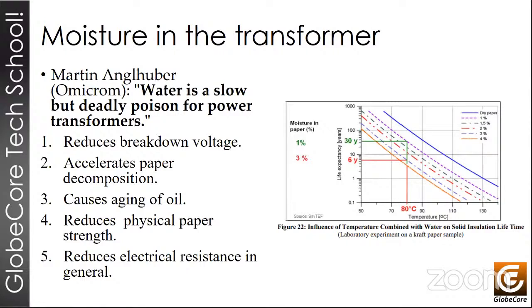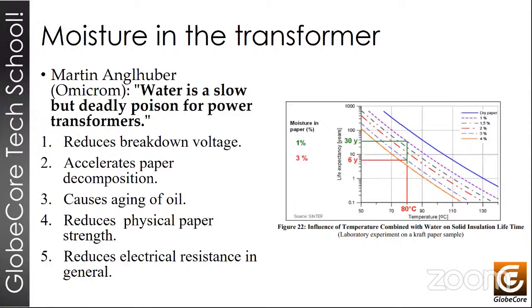Water causes oil aging. As we said, water is a catalyst, and it accelerates all chemical processes that can occur inside the transformer, including oxidation of oil and destruction of paper. Water reduces the mechanical strength, physical strength of paper insulation. We all know how paper reacts to moisture. Its mechanical strength is basically destroyed. So any water in paper is bad.